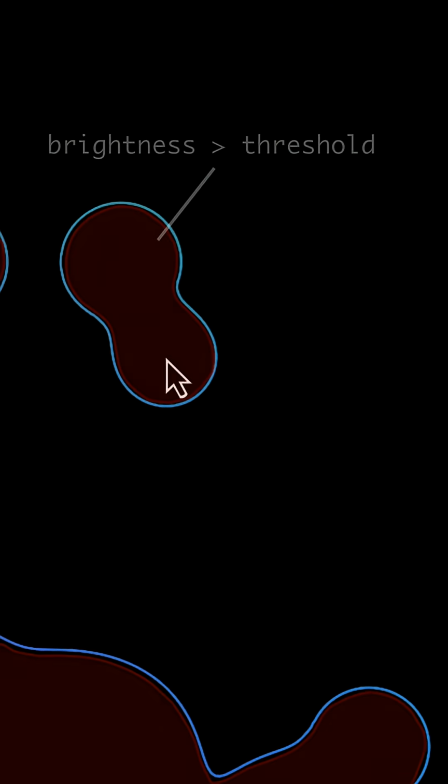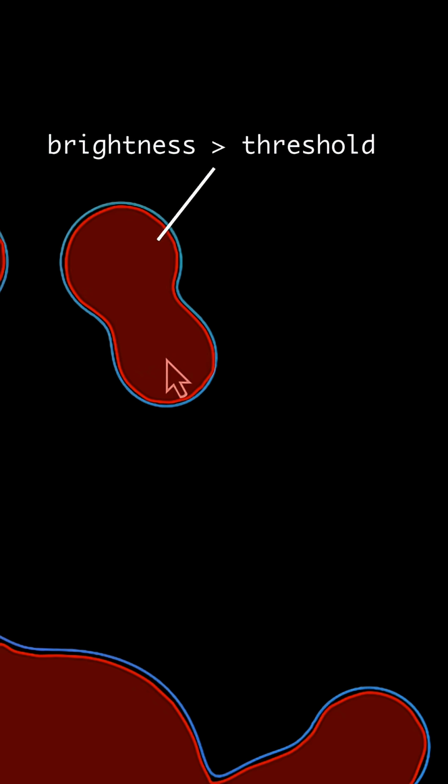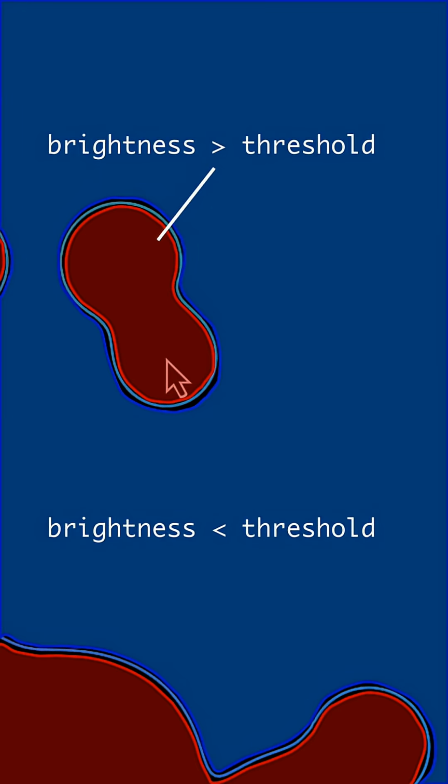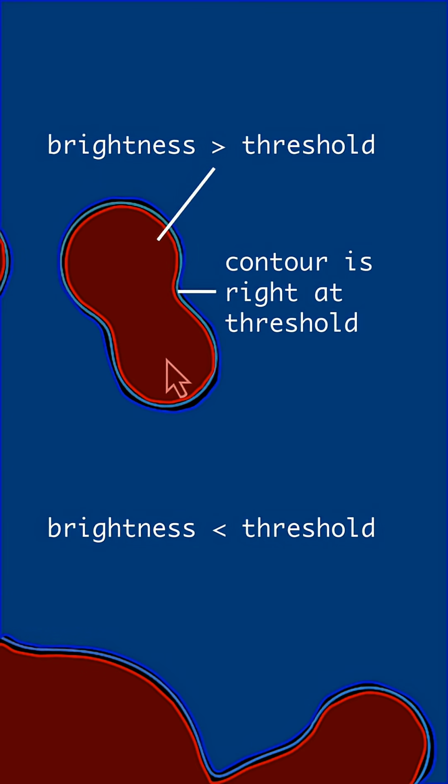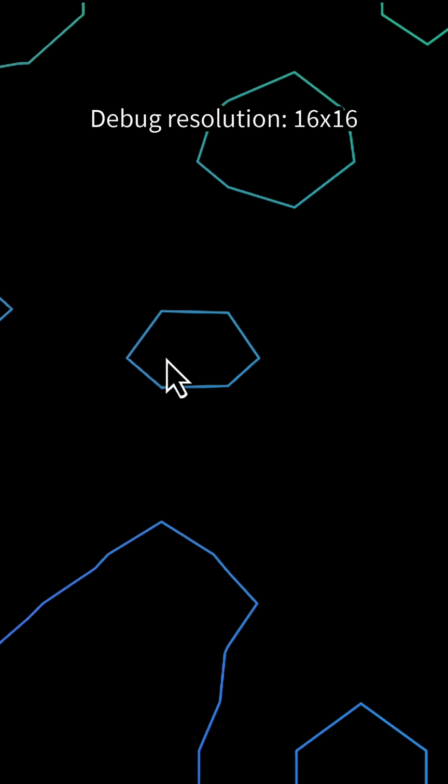For that, I choose an arbitrary value, and any pixel brighter than that is considered inside the shape, and all darker pixels are outside the shape. Doing these calculations for every pixel would be too slow. So I use another rendering technique called marching squares to render the actual contour.